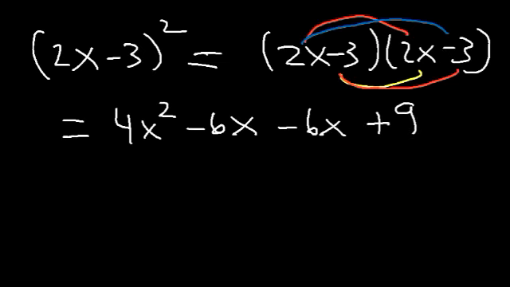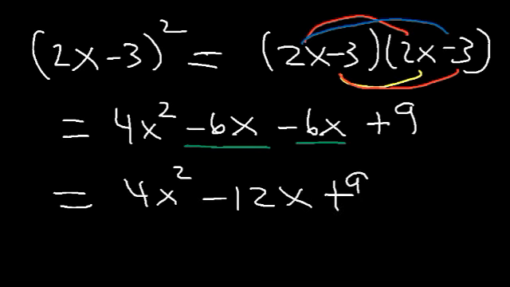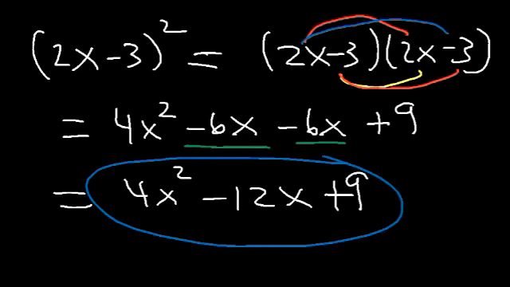Now just like before, we need to combine like terms. 6 plus 6 is 12, so negative 6 plus negative 6 is negative 12. So this is the answer: 4x squared minus 12x plus 9.